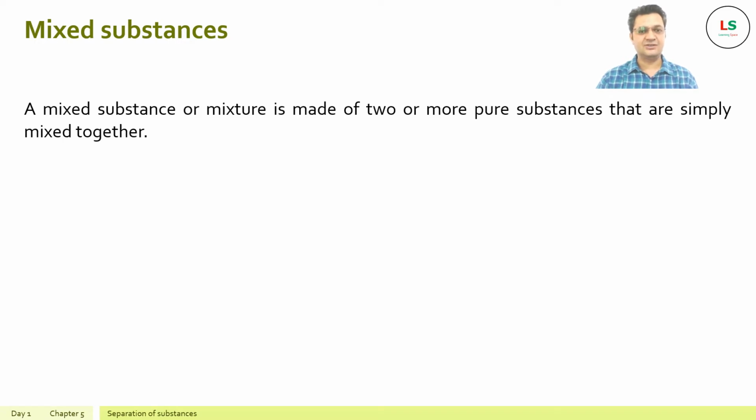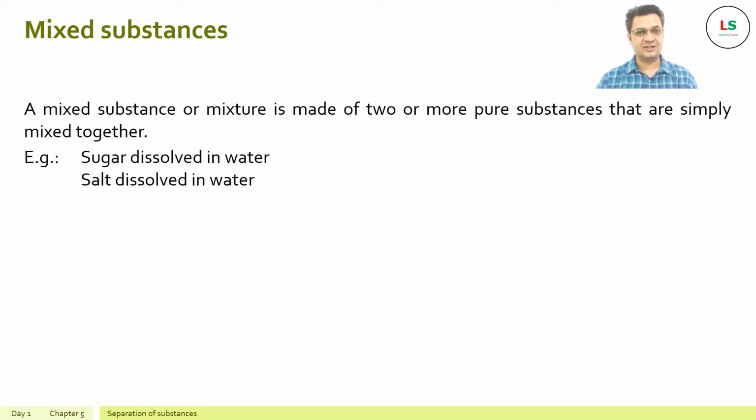Coming over to mixed substances. A mixed substance or mixture is made of 2 or more pure substances that are simply mixed together. Example, sugar dissolved in water, salt dissolved in water, and air itself is a mixture of several gases. Further, they can be divided into homogeneous and heterogeneous mixtures. Let's have the definition for each of them.